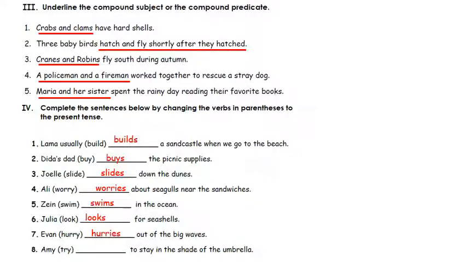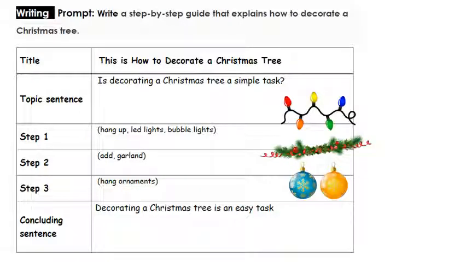The last one, Amy tries, since Amy is singular, then I have to say Amy tries, and the try ends with y preceded with a consonant letter, so I have to cross out the y and add ies. You could ask why in number 2 we didn't add ies, because the y is preceded with a vowel letter. I have a vowel letter u before the y, so I do not cross out the y, I just add s.